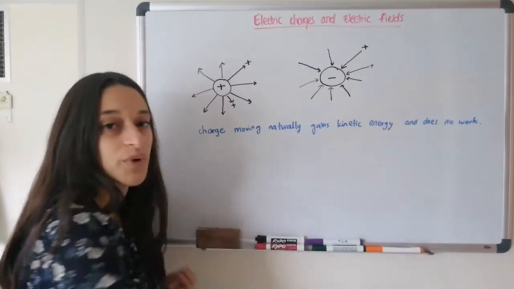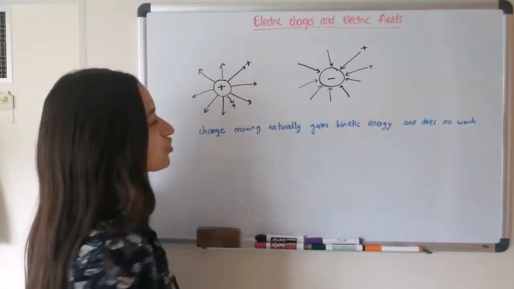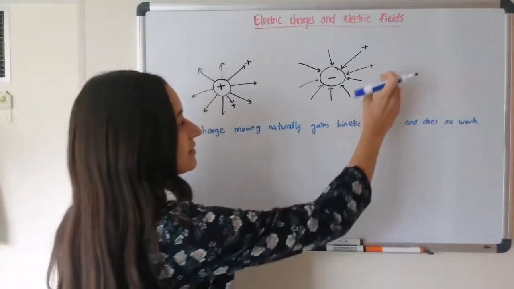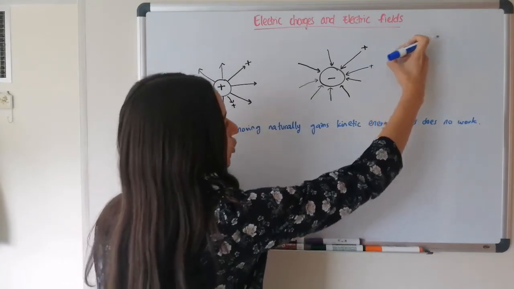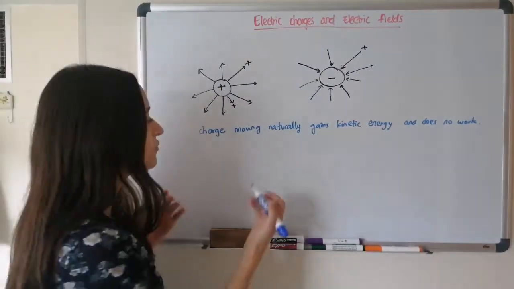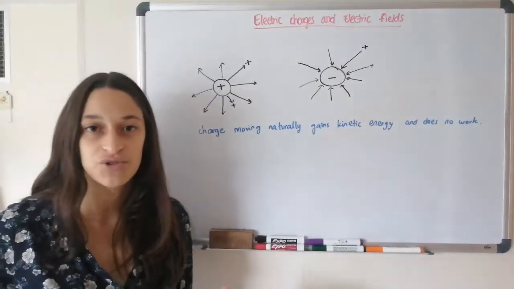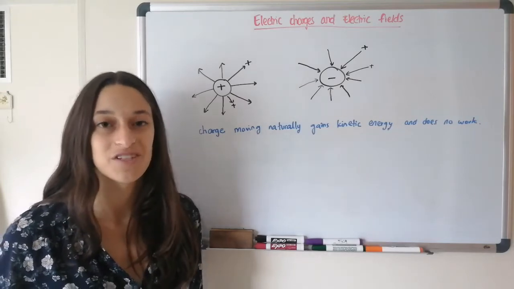But what if instead we wanted to do the opposite? What if we wanted to move this positive charge closer to the positive charge? Or what if even though there's an attraction here, we wanted to move this positive charge away from the negative charge? Then we would have to do work. So to move a charge away from the natural direction requires some work. But because it requires work, it'll give it some energy.